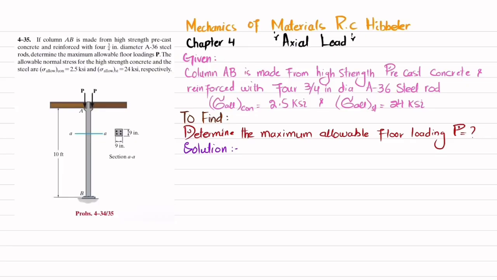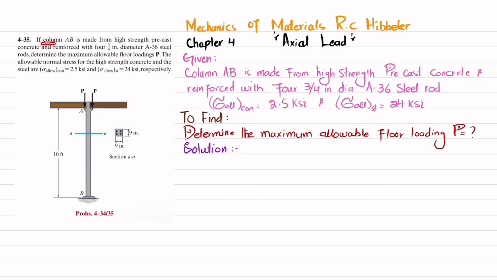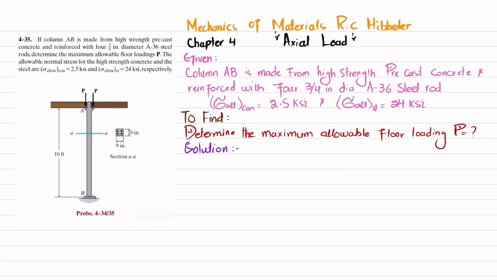Welcome back. In this video, we are going to solve problem 4-35 that is taken from chapter number 4, Axial Load, and the book name is Mechanics of Materials by R.C. Hibbeler. The statement is, if column AB is made of high strength precast concrete and reinforced with four 3 by 4 inch diameter A36 steel rods, determine the maximum allowable floor loading P. The allowable normal stresses for high strength concrete and steel are given, this one for concrete and this one for the steel rods respectively.